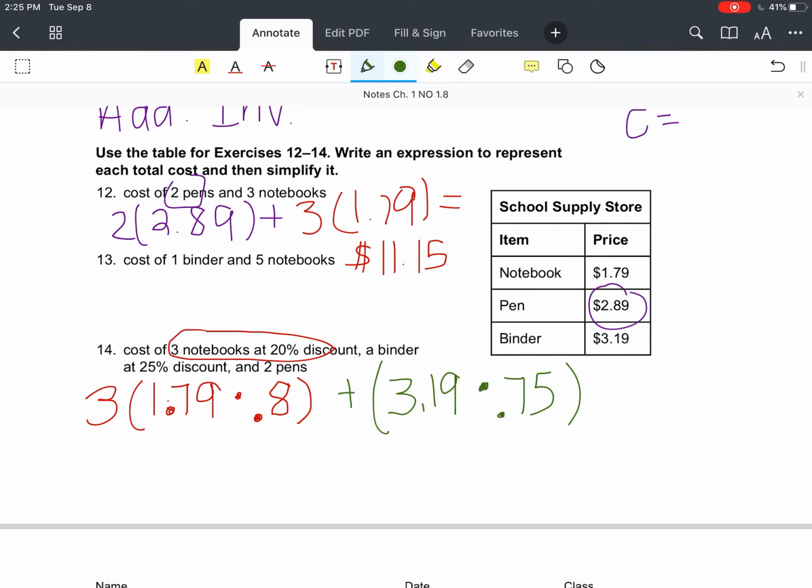I'm just going to put those in parentheses. They go together. I have to multiply them before I add. Order of operations would tell me I do that anyway. And then lastly, I'm going to add 2 pens. The pens are not at any discount, so nothing to do there. So that is my expression. It's a little bit long and cumbersome, but you could put it in the calculator, no problem, and should get your answer of $12.46. That's lesson 1.2.